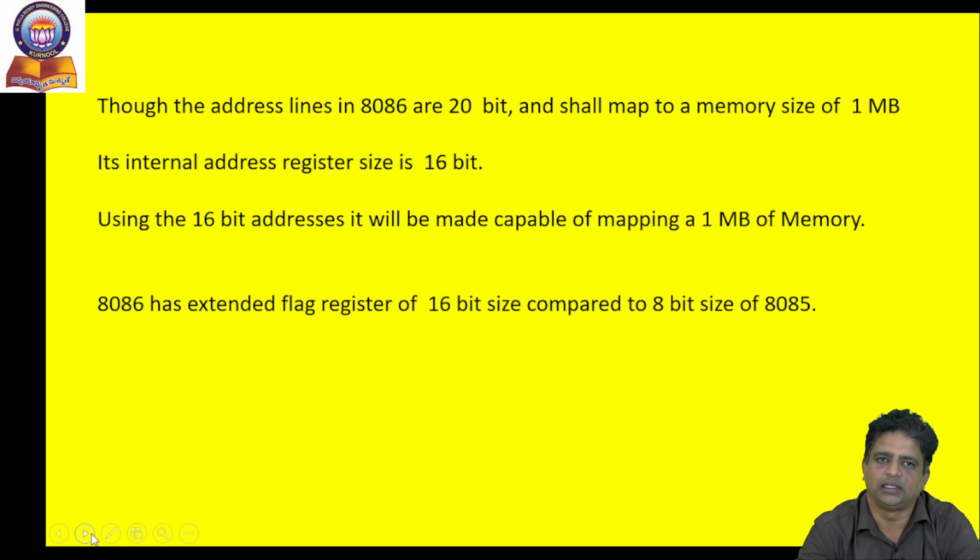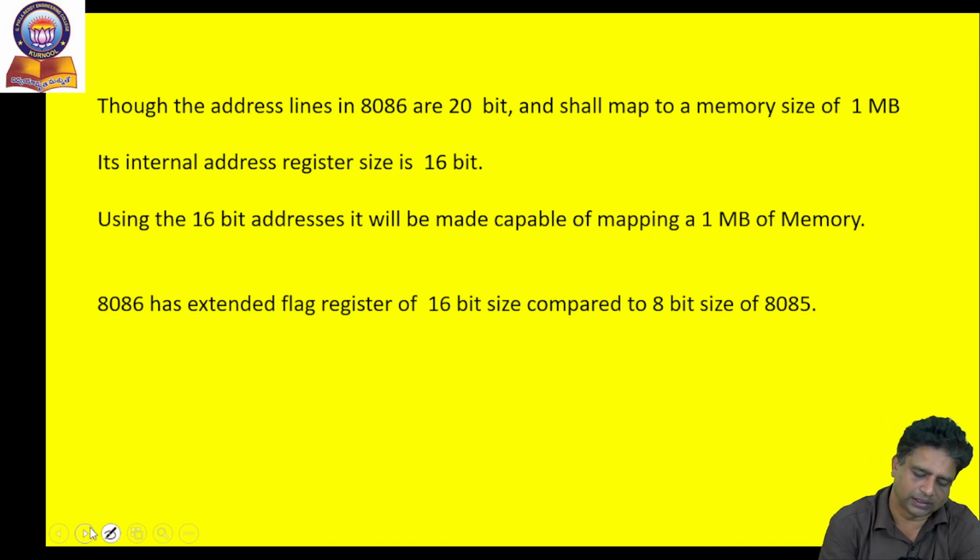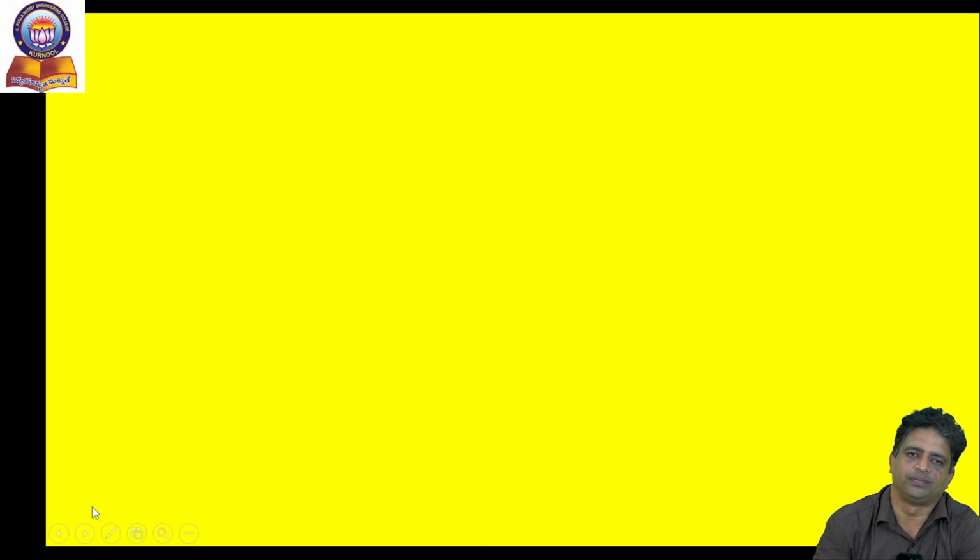Still, there is some speciality with respect to 8086, which says that using only 16 bits of addresses, it can map up to 1 MB of memory. This is a part to be focused on in the further discussion. Then, as mentioned again, the flag register of 8086 is also extended with respect to the same-named flag register of 8085. The size now becomes 16-bit from 8-bit.